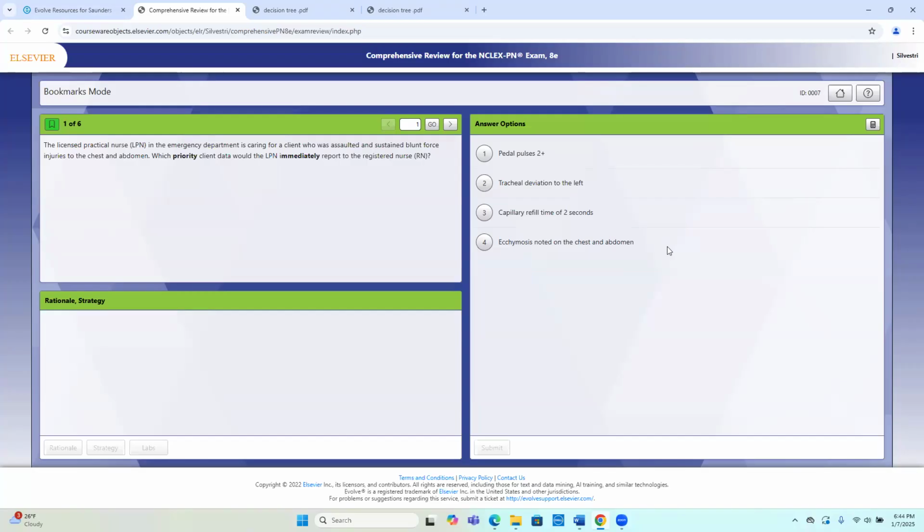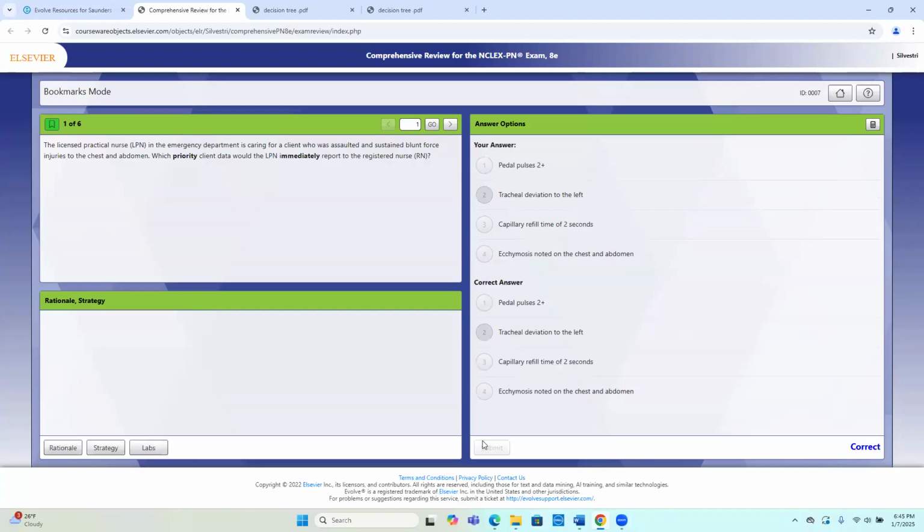So what is our rationale for the remaining answers? We have to remember, we're looking at what's our priority. What are we going to tell that RN first? Are we going to tell her the pedal pulses are 2+? No, because that would be normal, right? Get rid of that one. That's not a good one. Tracheal deviation to the left, capillary refill time of 2 seconds. We know airway is going to trump everything, right? So we need to immediately let her know about the tracheal deviation to the left, because that can be a compromised airway, right?